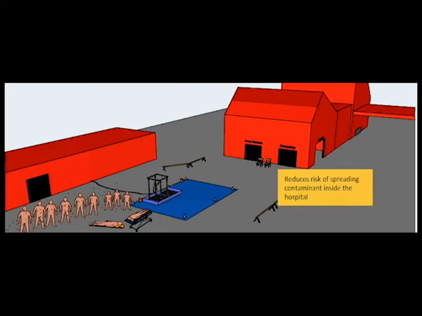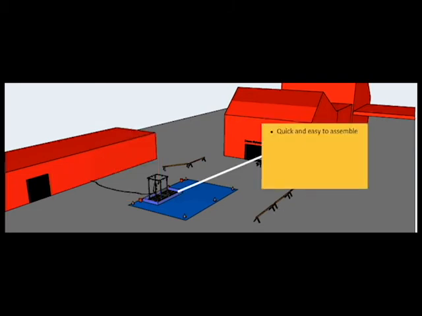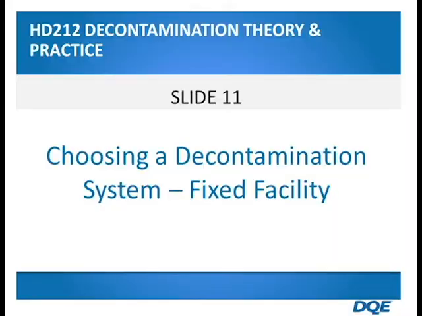Setting up an outside decon area affords extra space to triage, evaluate, and treat more victims. Outdoor decon also reduces the level of respiratory protection required, since the open-air environment allows vapors to dissipate safely, thereby reducing the inhalation risk to first receivers. When selecting portable equipment, look for a system that is quick and easy to assemble with minimal manpower requirements, offers adequate privacy, is stable in moderate wind conditions, and is durable enough to be reused over and over.